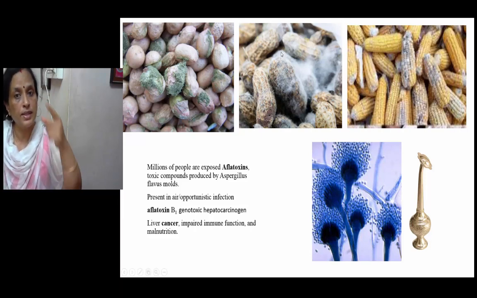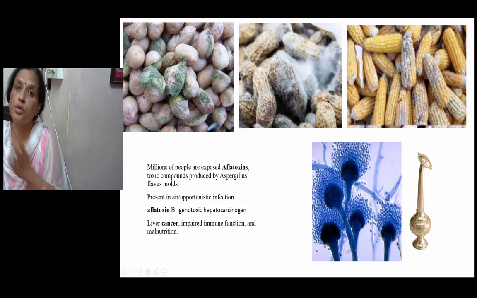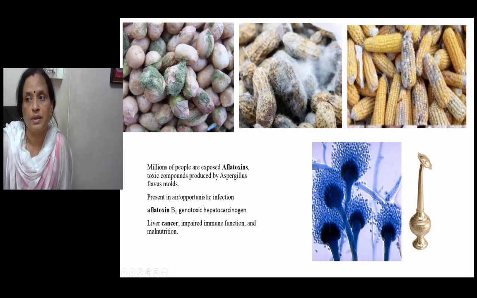Okay. So these are the molds which you commonly encounter. I'm sure all of you have seen this. You just open a few slices of bread and then keep them open at room temperature, or keep them in a closed box. Have you observed fungus growing on it? It looks black also, probably that is Aspergillus niger. Millions of people are exposed to this. So these are aflatoxins, produced by Aspergillus flavus, molds.